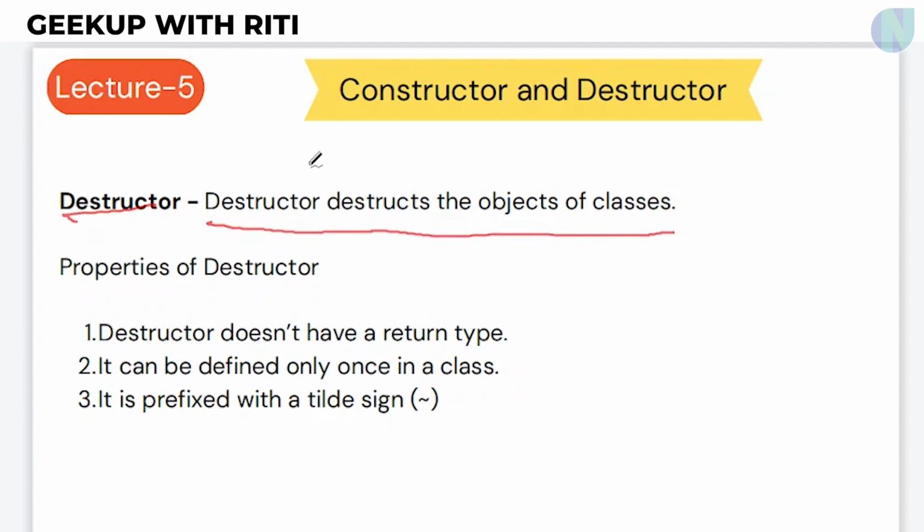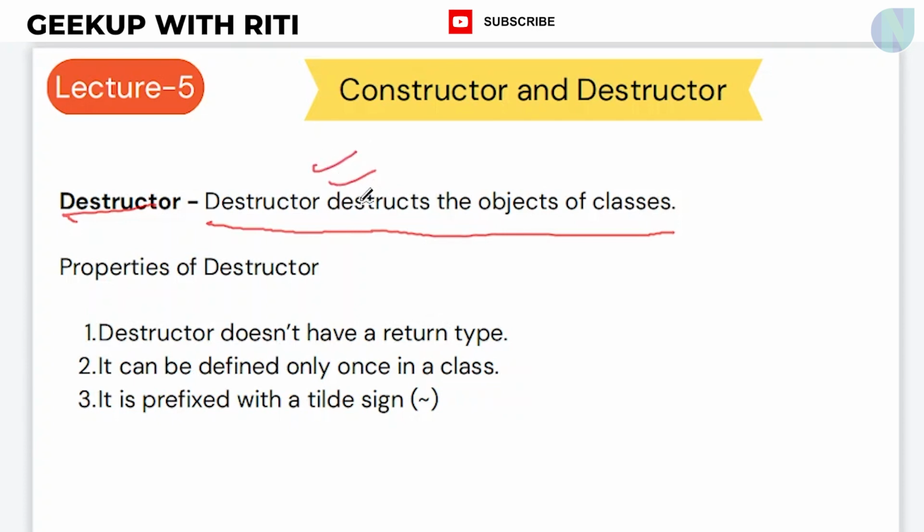What does that mean? Consider that whenever we create an object, the constructor is usually called. What happens when the object is deleted explicitly, or the object is now out of scope, or we don't need the object anymore? At that particular time the destructor is called. So a destructor is basically used to free up or clean up the memory.